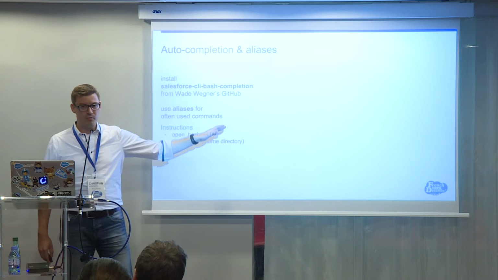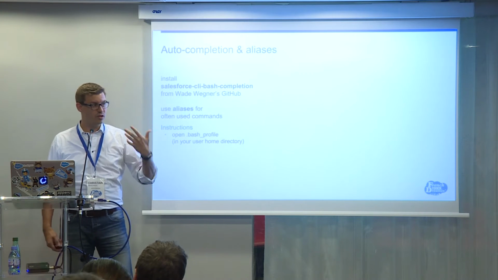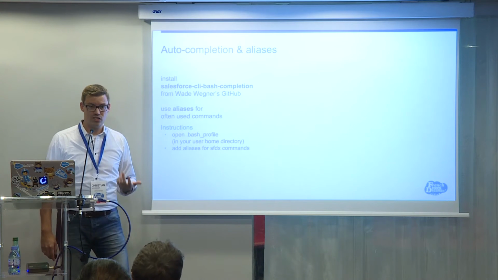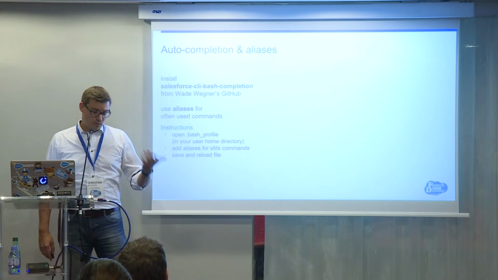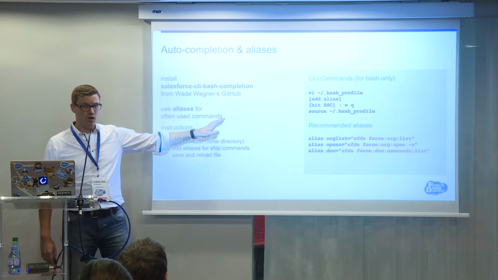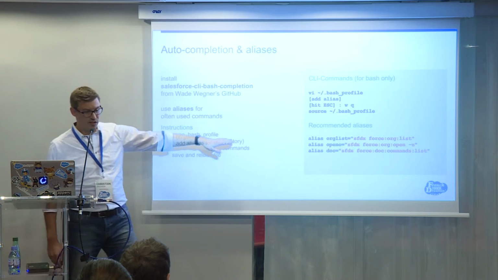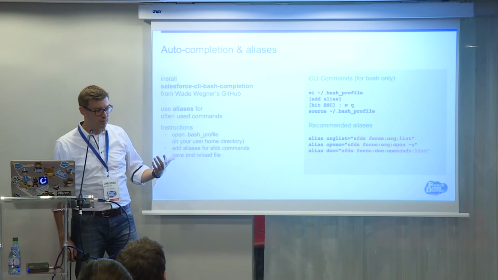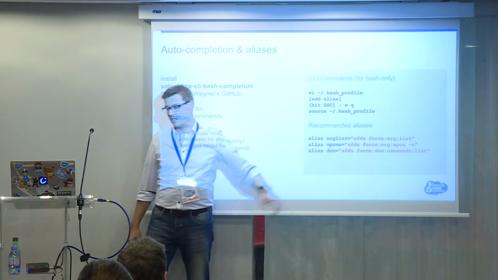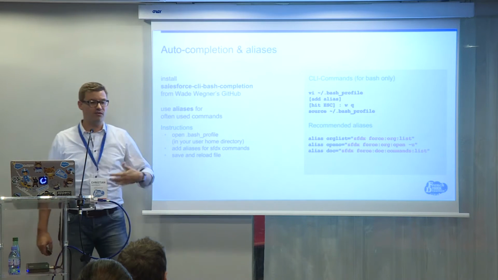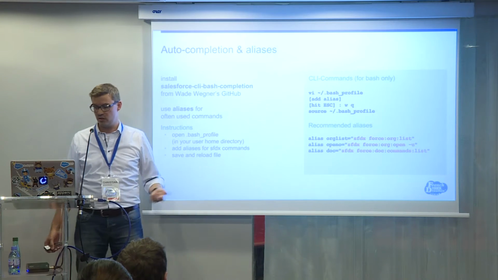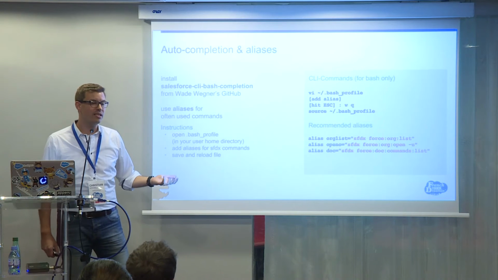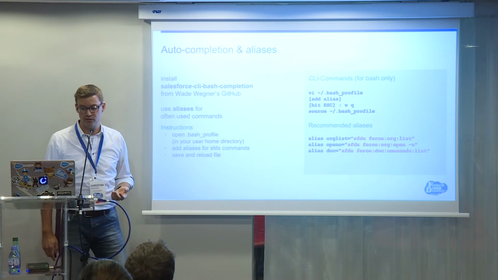So you can use a bash profile, which is the user configuration file of bash-based command lines. And then you can add aliases for often used commands. Save and reload the file. So these are the commands you see in the demo. And actually, these are just recommended aliases I use in my daily business. For instance, org list. Instead of typing force org list, I have just an abbreviation for that, org list. Or OpenO for open org. So you can name the alias as you like. It's just your configuration file.